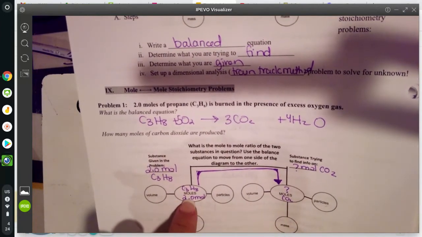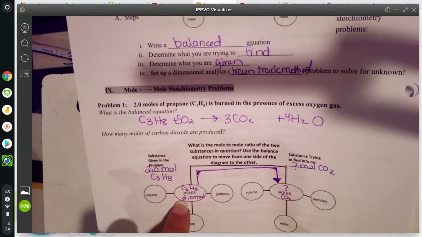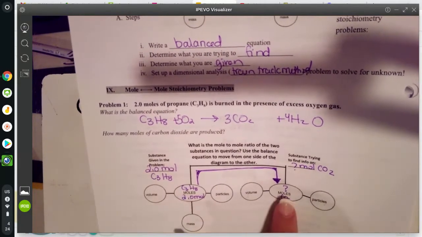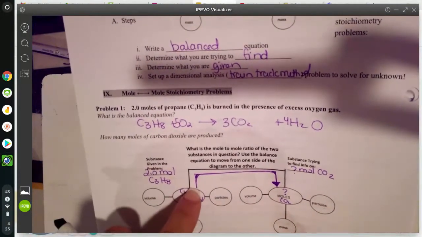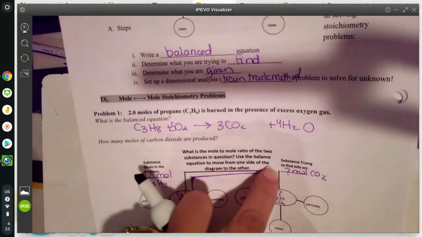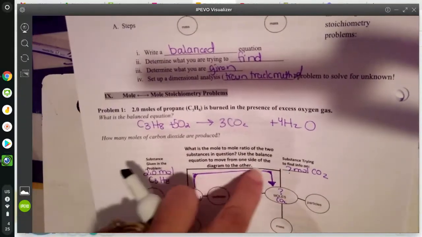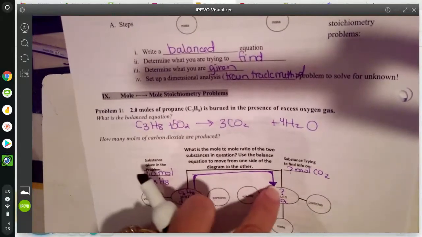I have 2.0 moles of propane. Sorry, I don't know why I'm saying methane. I'm trying to find how many moles of carbon dioxide. That really is just one arrow, even though it's an arrow with a little bit of crookedness to it. That's just one step, just one arrow of what I need to do.